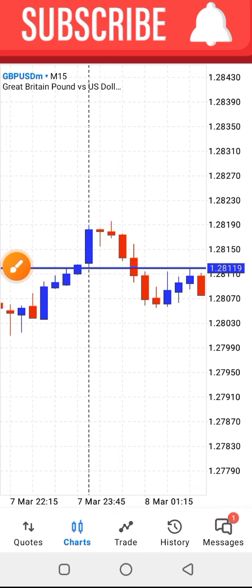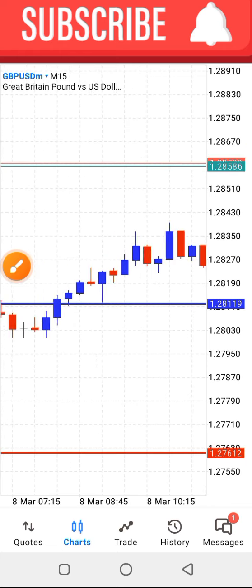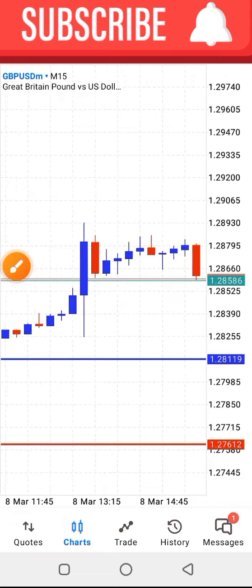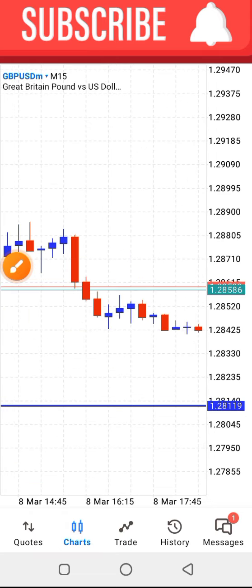Okay, so let's see what happened. It would have gotten activated here and price moved in the upwards direction. Okay, hope you can see that. So we would have been profitable throughout the week with this strategy.